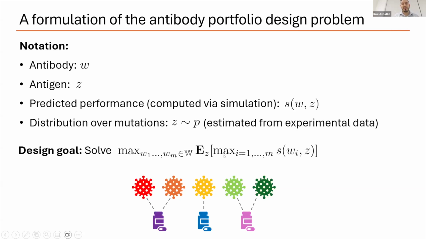This captures the intuition that this portfolio of antibodies is going to be good in expectation when we get a random antigen and we select the best antibody in our portfolio. This captures what I was describing before. So even for this task that can still be formulated as an optimization problem, it's not clear how one can adapt one of the acquisition functions that I mentioned before to solve this problem.